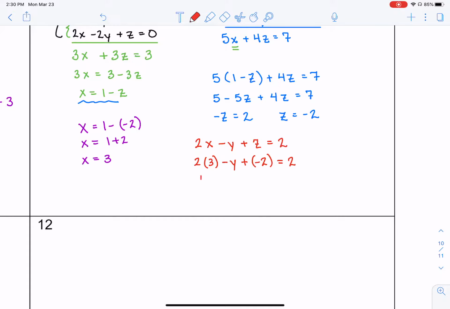So 2 times 3, combine 6 minus 2, and then subtract that 4 over. I get negative y equals negative 2, which means y must equal positive 2. I take all 3 of those answers to combine them. So my x was 3, my y is 2, my z is negative 2. And there's my solution.